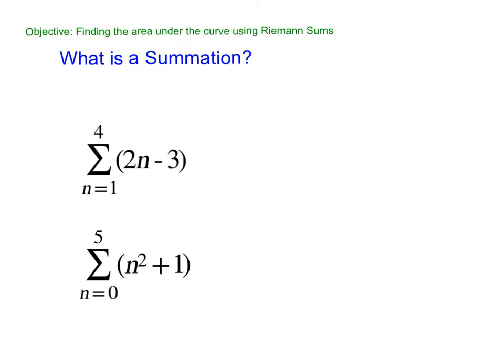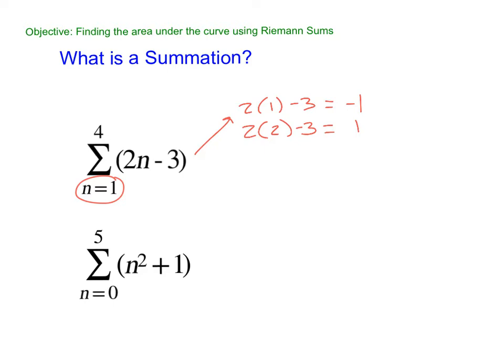Okay. So I don't think you guys have learned summations unless you learned it in maybe an engineering class or something. So a summation is where you add up a bunch of numbers, right? So, for example, in this first one, we just plug in 1. It says n equals 1. So first we're going to do 2 times 1 minus 3, and we get negative 1. Then we're going to plug in 2. 2 times 2 minus 3, which is 1.